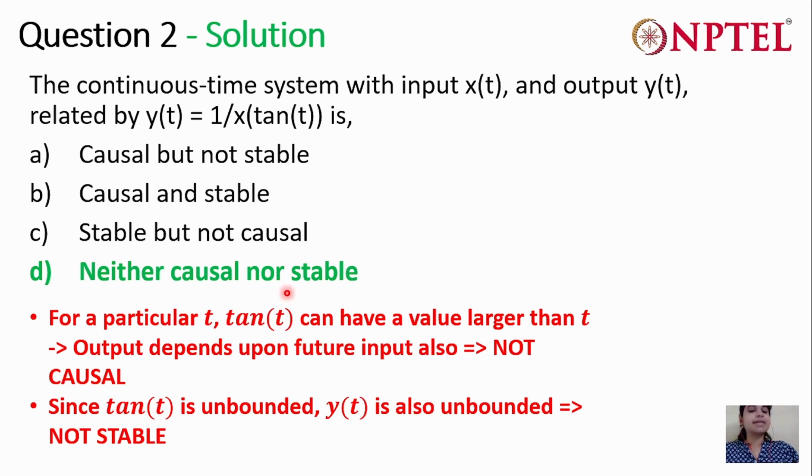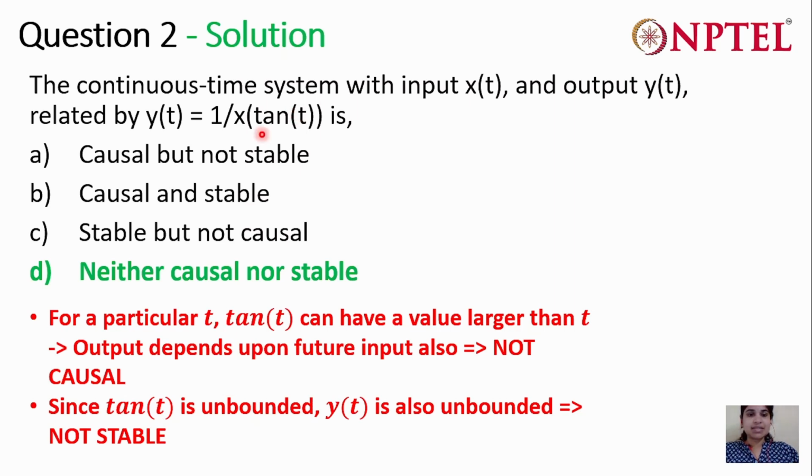So, the answer is it is neither causal nor stable. Let us see how. For a particular t, tan of t can have a value larger than t. So, the output y of t may depend upon future input also. If you take tan of t, that value may be greater than t also, right? So, this output is now depending upon future inputs also. So, the system is not a causal system.